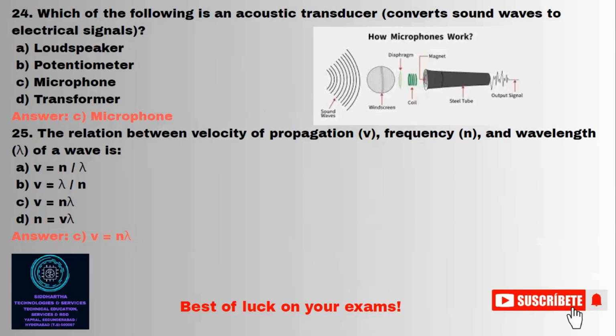25th: the relation between velocity of propagation V, frequency N, and wavelength lambda of a wave. The correct answer is V is equal to N into lambda. So these are the questions which I thought would be important. That's why I've given you these questions.